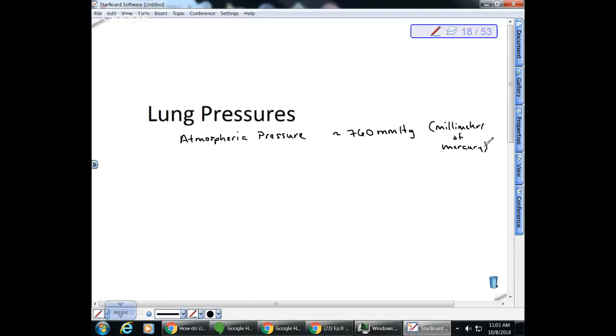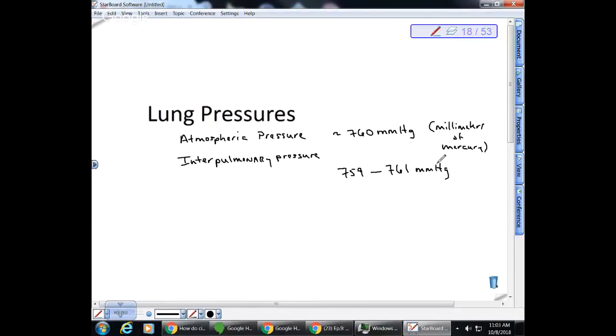Now, we can also talk about the pressure inside the lungs, the interpulmonary pressure. This is the air pressure inside the lungs. It differs depending upon whether we inhale or exhale, so that interpulmonary pressure could go to 759 to 761 millimeters of mercury. Okay, so it can vary.